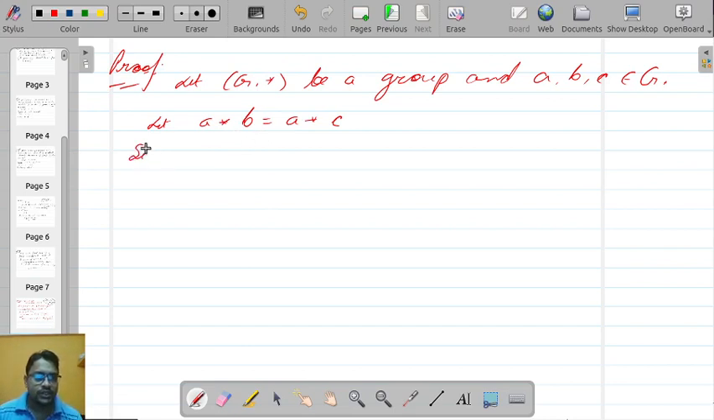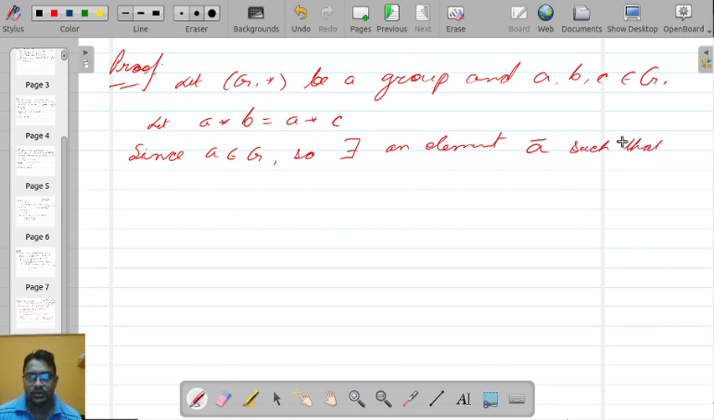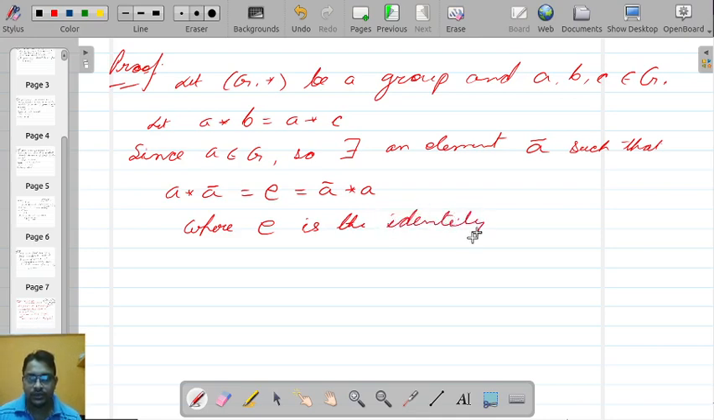Let us write: since A belongs to G, there exists an element, say A dash or A bar, such that A star A bar equal to identity equal to A bar star A. We have not yet written about the identity, so let us write: where E is the identity element in G.